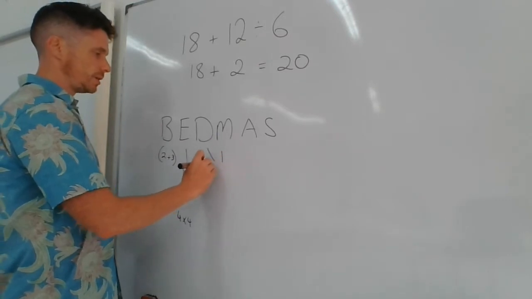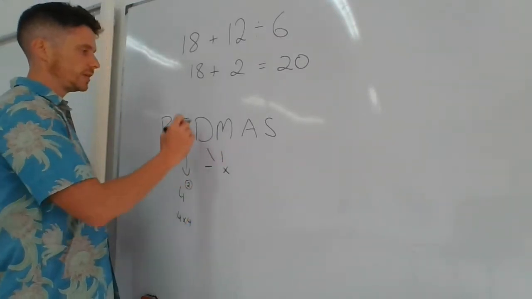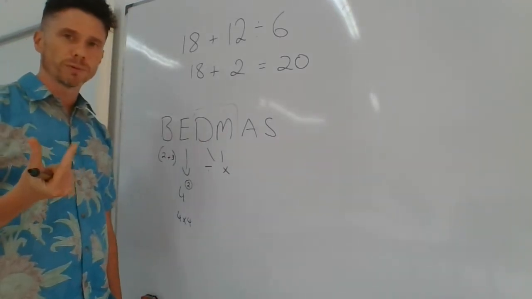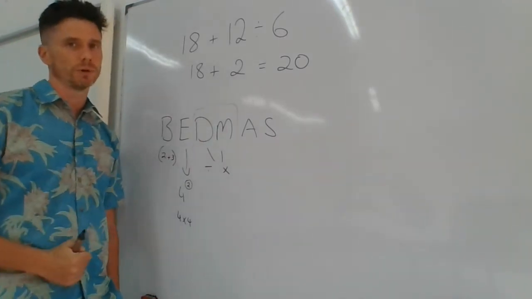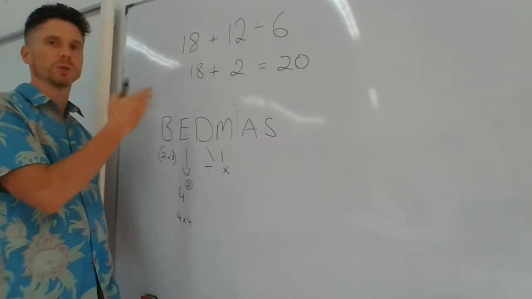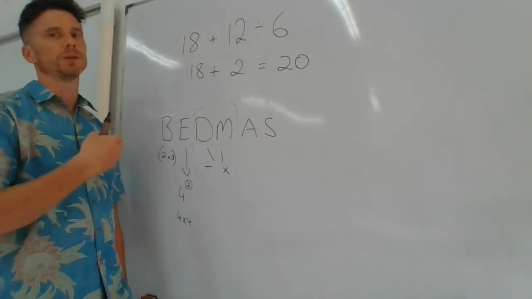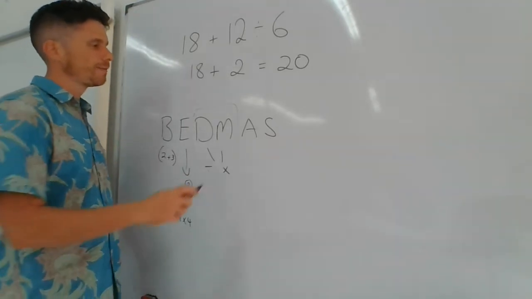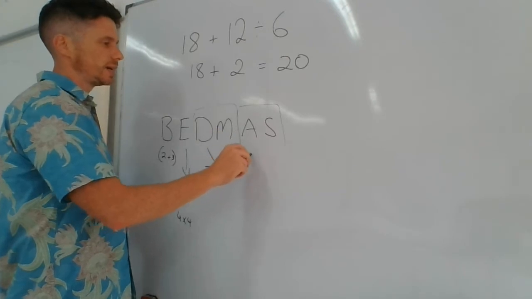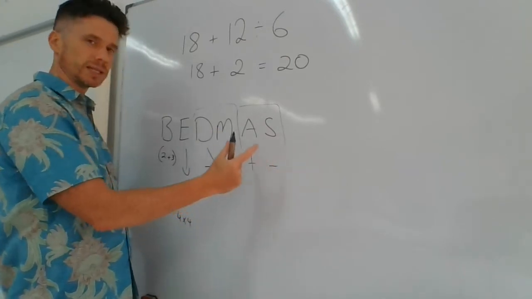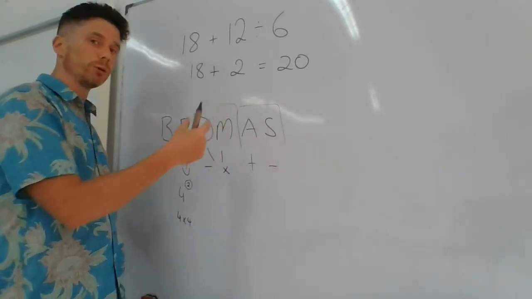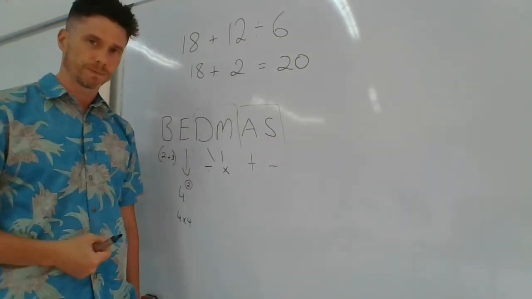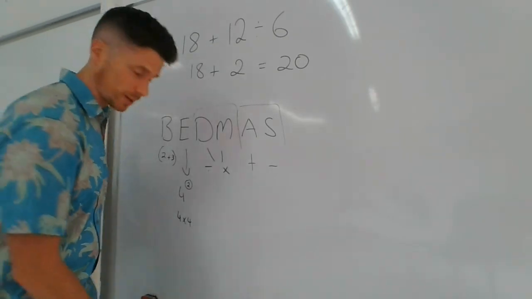D and M are division and multiplication. Now these have equal power. Division and multiplication have equal power. You do whichever one of those comes first from left to right. So if division comes first, do it first. Multiplication comes first, do it first. Because they're both fractions in a way. And finally, we have A and S, addition and subtraction. You do these last, and once again, these have equal power, so you do whichever one comes first in the mathematical equation. So now let's look at another example.